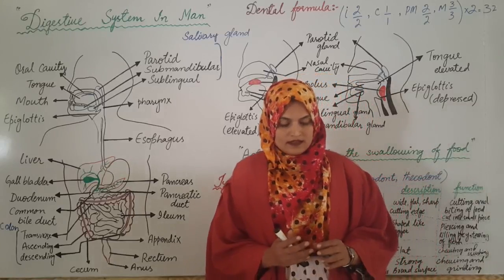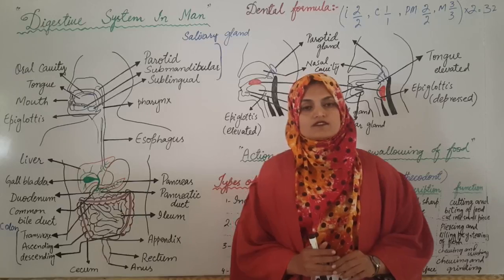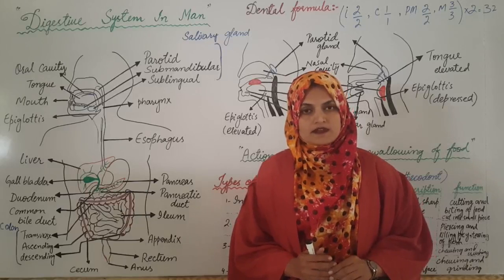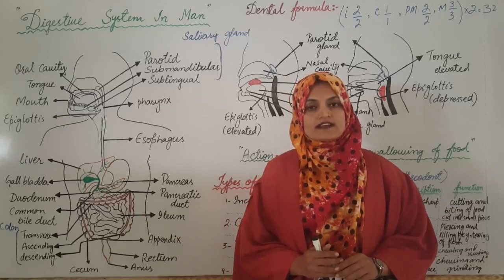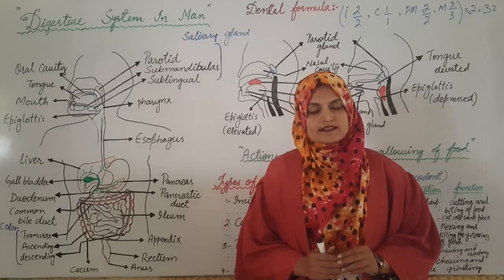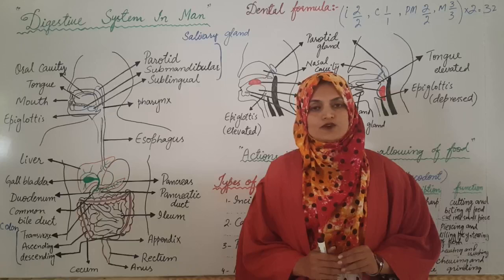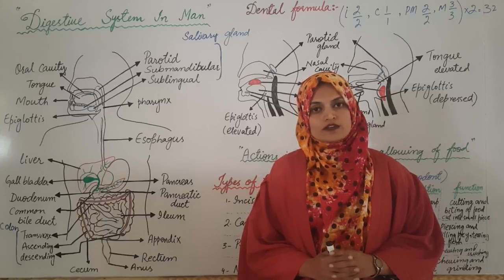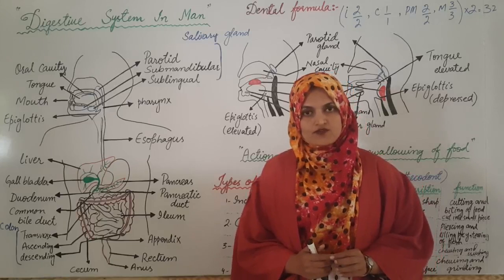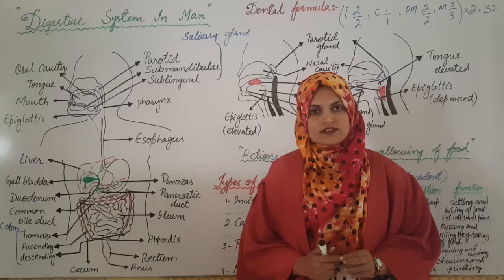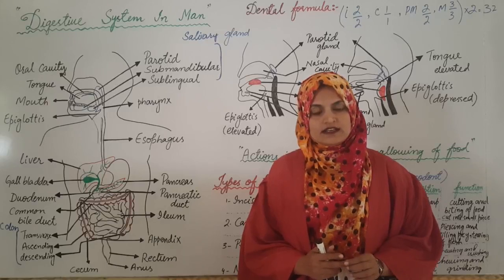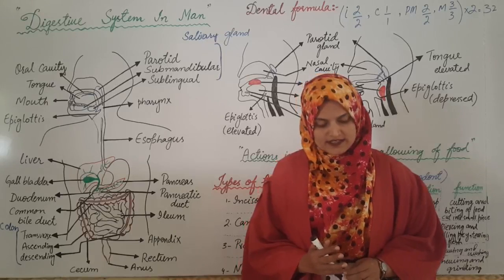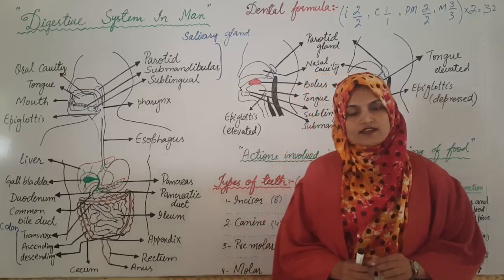Holozoic nutrition means the food passes through various steps, as a result of which it is completely digested and undigested food is expelled out. In holozoic nutrition, 5 steps are involved. One is ingestion, second is digestion, third is absorption, fourth is assimilation, and fifth is egestion.